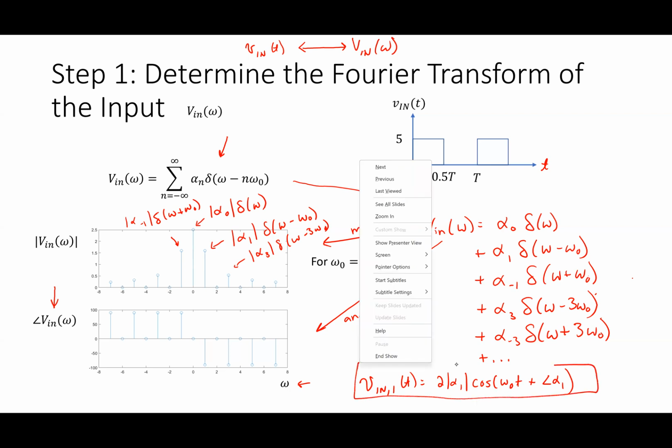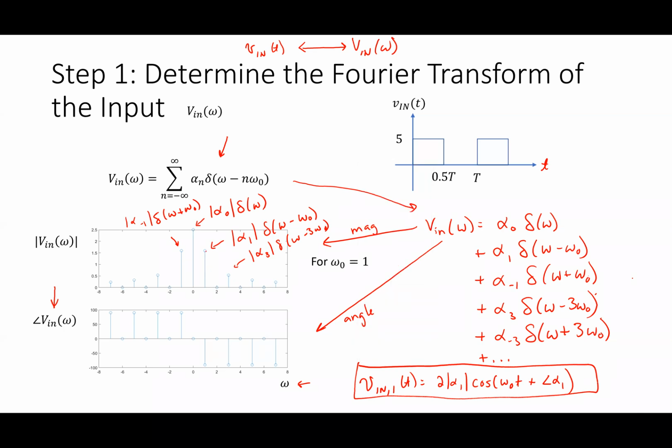I could look at those impulses and say, if I have an impulse located at omega naught, then I have a cosine with a frequency of omega naught, and I could go to here to figure out what its angle is. So in this particular case, what I have is 2 times the magnitude. The magnitude is about 1.5. It's not exactly 1.5 if I look here closely, but I'm just going to round it to 1.5. And omega naught in this case is just 1 radian per second.